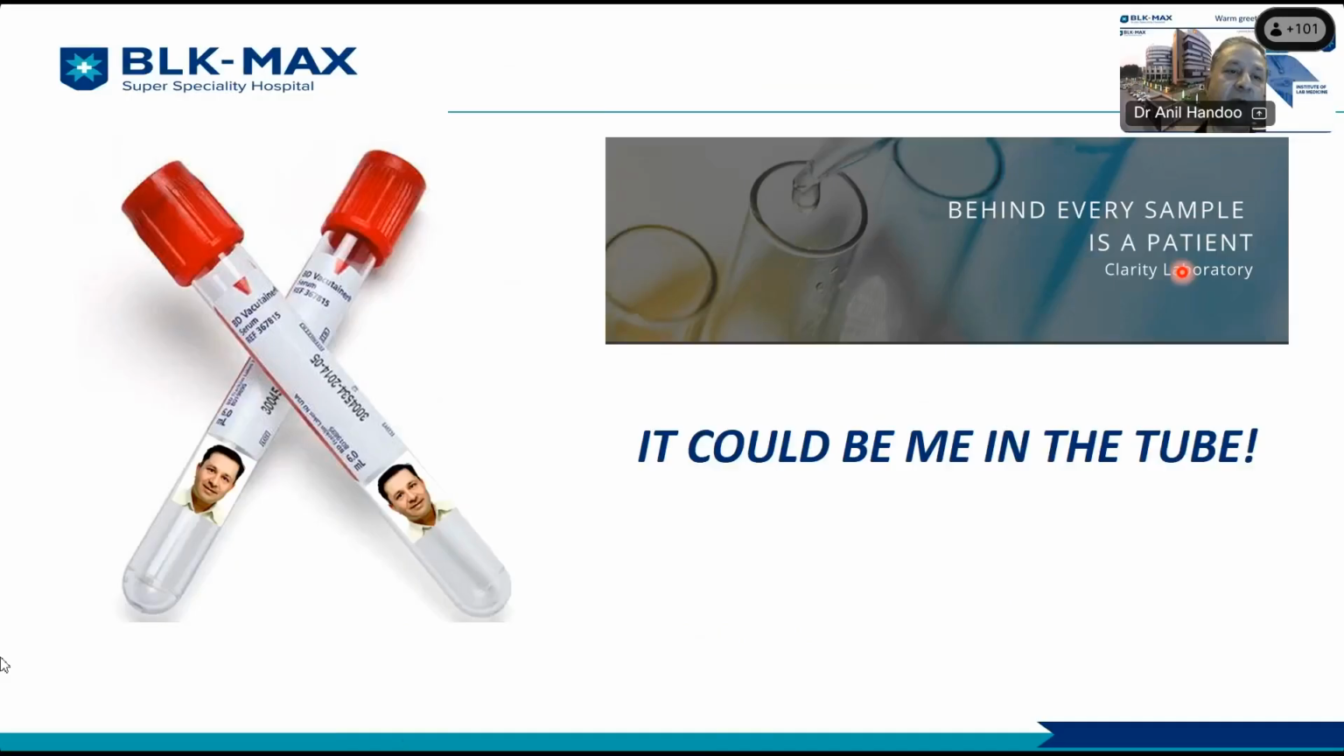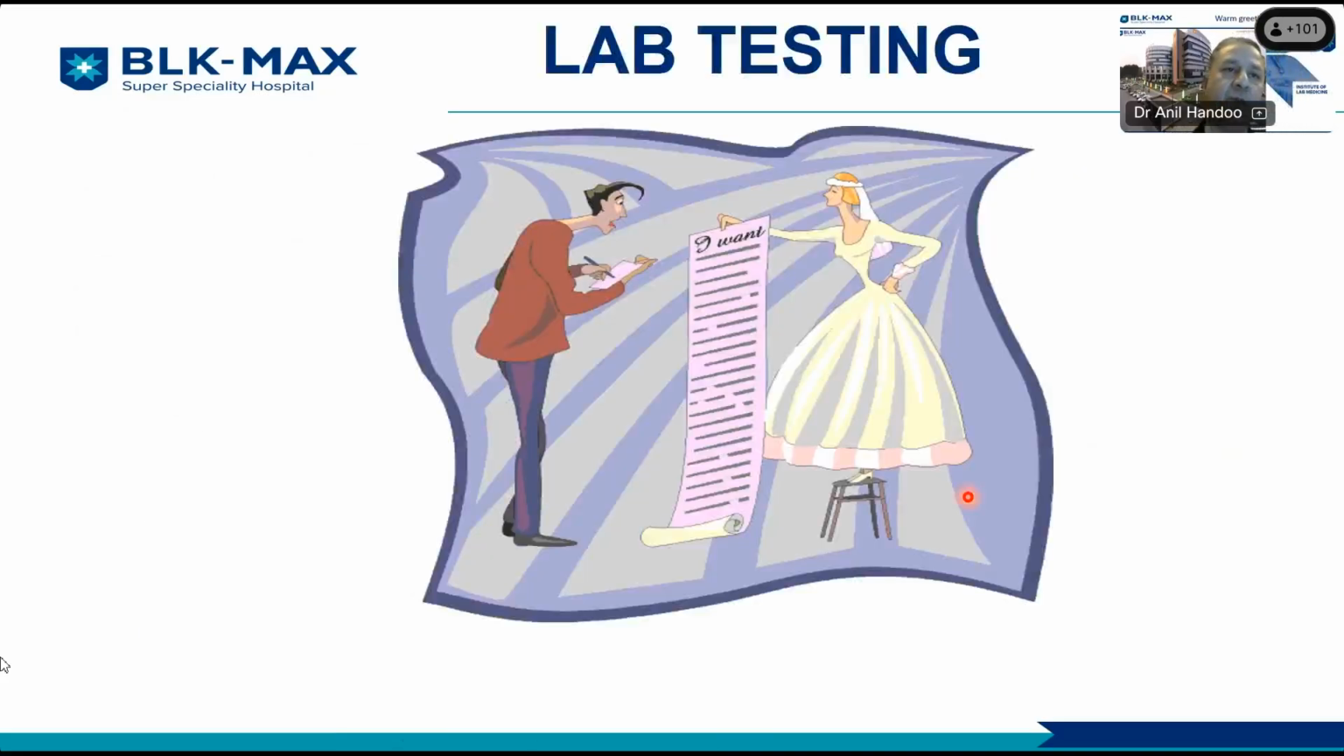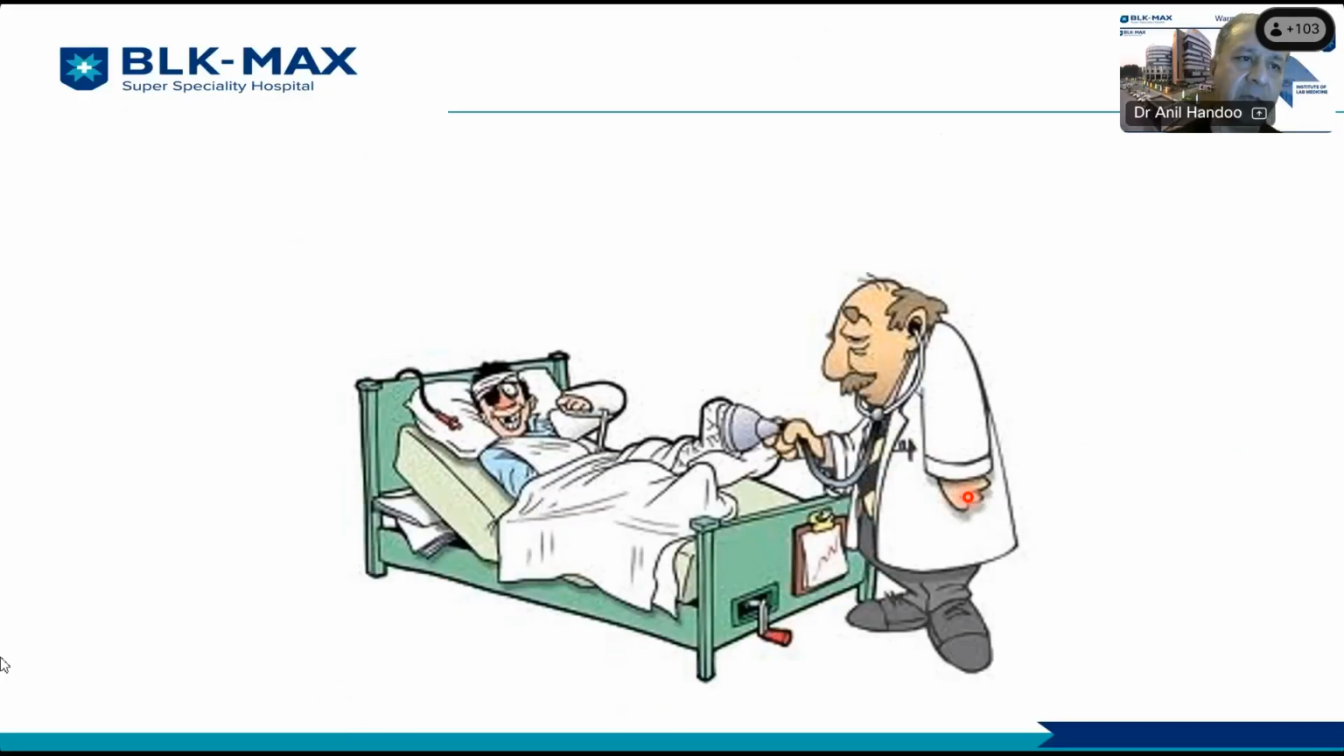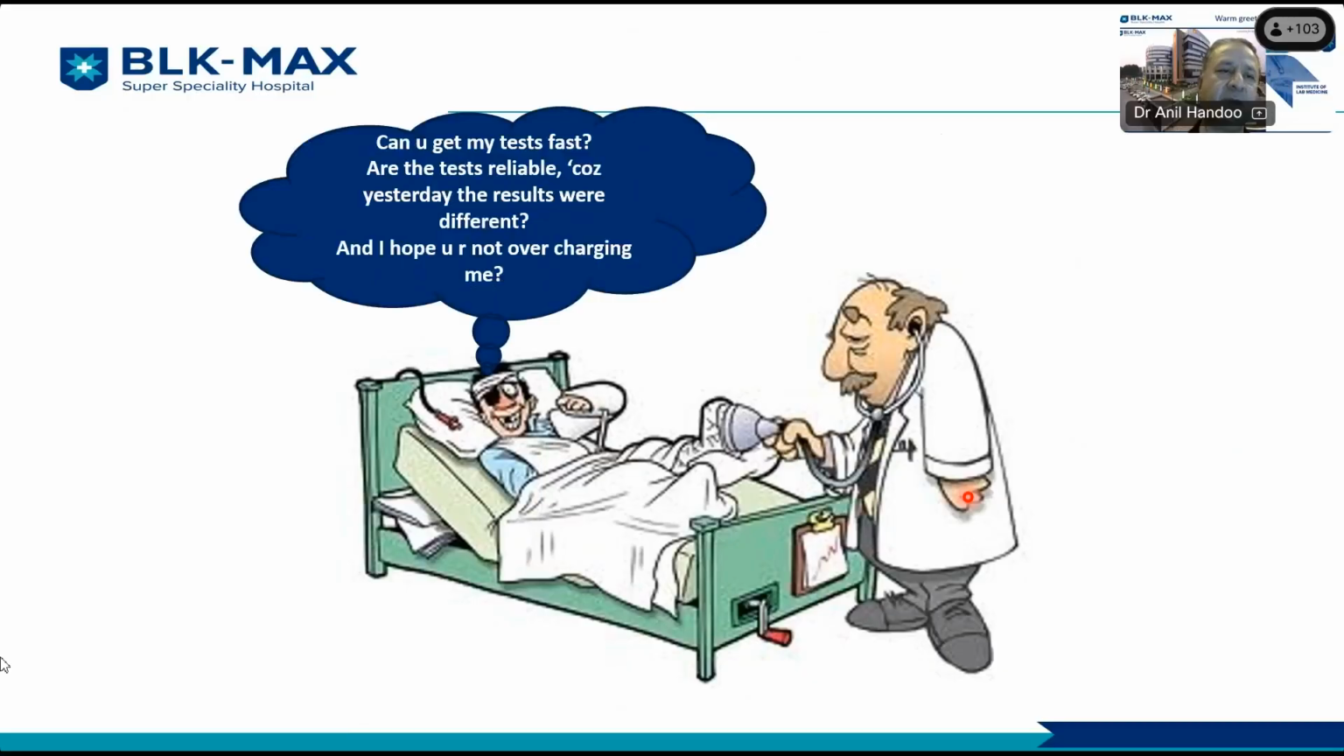And more importantly, it could be me in the tube. And that's what is more important for us to remember: if I were in the tube, what would I want it to be for myself? Now, when you go to a laboratory or a lab testing scenario, there is a lot of wish list which most of us carry, and we can look at the wish list from three distinct aspects. So if you look at it from the patient standpoint, the patient is always looking for getting his test faster, wanting a reliable test, and ensuring that he's getting it at a reasonable price.